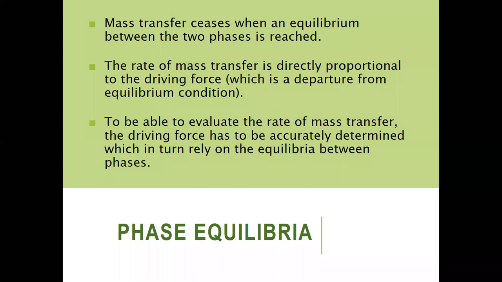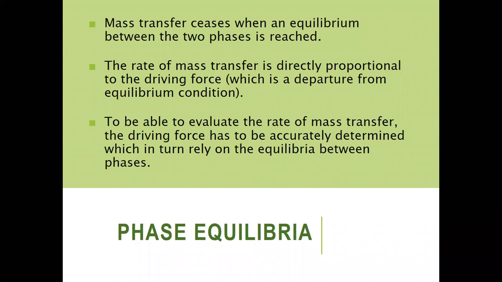So the two phases wherein transfer of a component is to occur. The transfer will cease when equilibrium is already reached. Now, the rate of mass transfer is directly proportional to the driving force, which is a departure from equilibrium condition. Now, to be able to evaluate the rate of mass transfer, the driving force has to be accurately determined, which in turn relies on the equilibria between the phases.